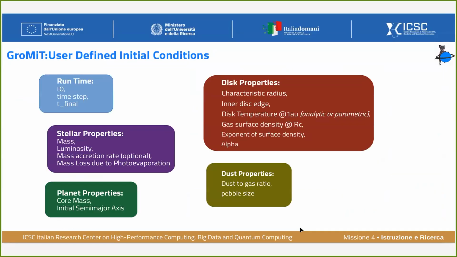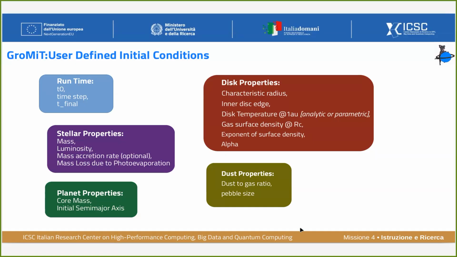So for the initial parameters that the user can actually define, you have the initial time for when you want the code to start tracking the planet as it forms. You have the time step for the tracks, and of course you have to give it a final time for the simulation to end. And you can change the stellar mass, the stellar luminosity, the mass accretion rate, and we also have the mass loss due to photoevaporation, although that is still not very well tested.